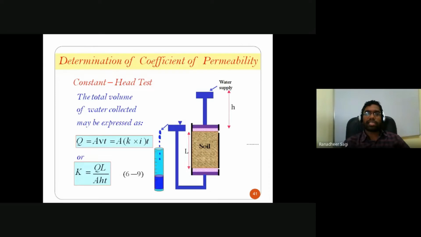So K is nothing but Q into L by A into h into T. Q here indicates discharge, L indicates length of soil sample, or otherwise the length of seepage happening through the soil sample, and A, capital A, indicates the cross-sectional area of the soil sample. Small h, sometimes you'll also see delta H, indicates the total head difference constantly maintained between the upstream and downstream of the soil sample. And T indicates the time over which you are collecting the water in your collecting jar.